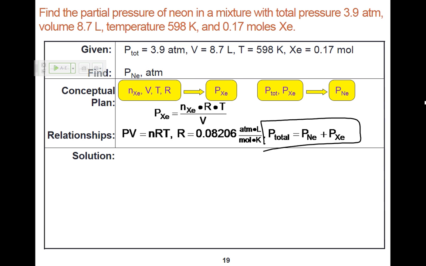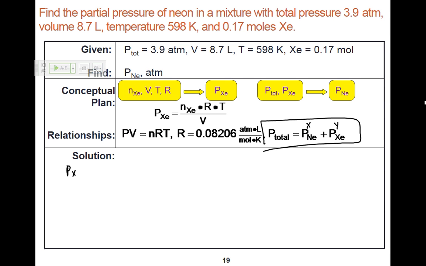That's one way you can do it, and this is just slightly easier because I'm only using PV equals nRT once. But again, you could figure out your moles of xenon, use your moles to figure out your total moles, and then do that calculation. But it's a little bit more work. So our first step is we need to know our pressure of xenon. We have our total pressure, but we have these two unknowns that we don't know, but we have a way to find one. So that's our first step. We're going to find the pressure of xenon.